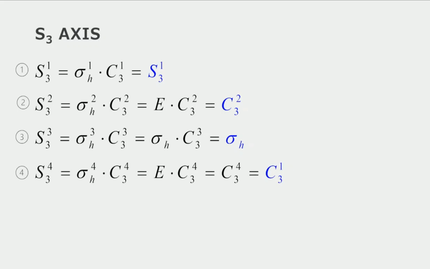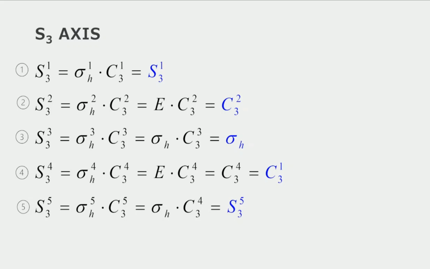So that leads to sigma h to the power 4, C3 to the power 4. So that is equal to identity into C3 to the power 1, which is simply C3. The next operation is S3 to the power 5, which is equal to sigma h to the power 5 into C3 to the power 5. That is simply equal to sigma h into C3 to the power 5.